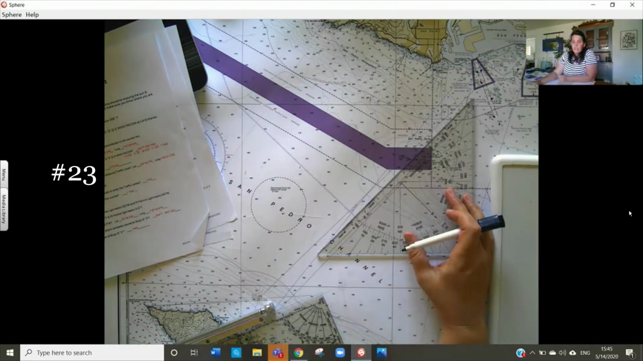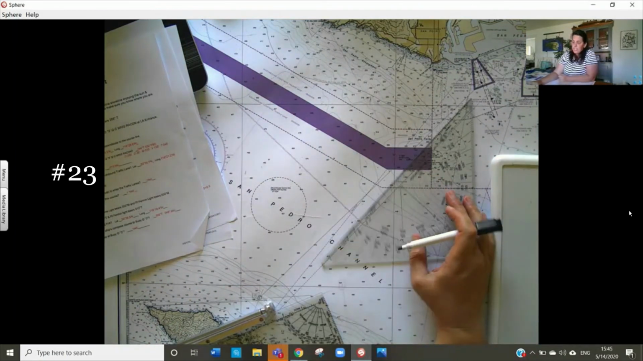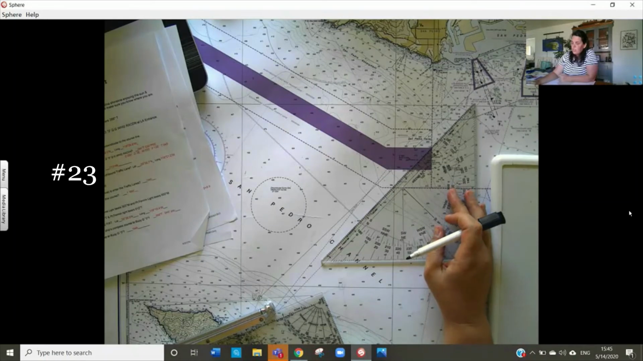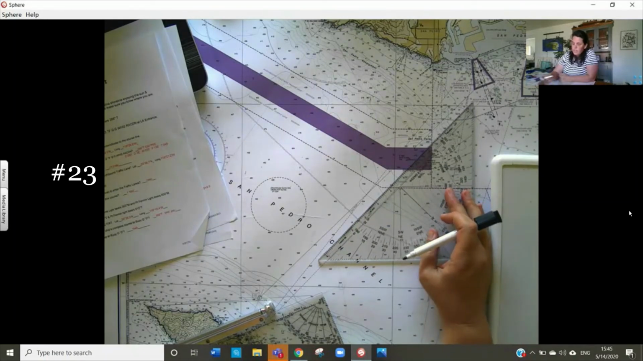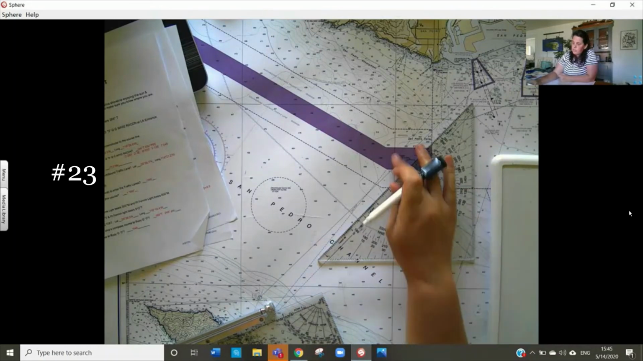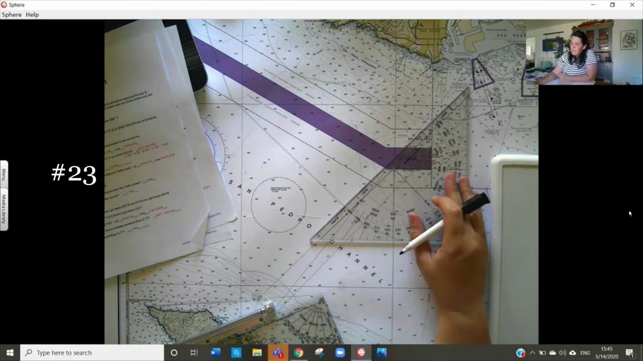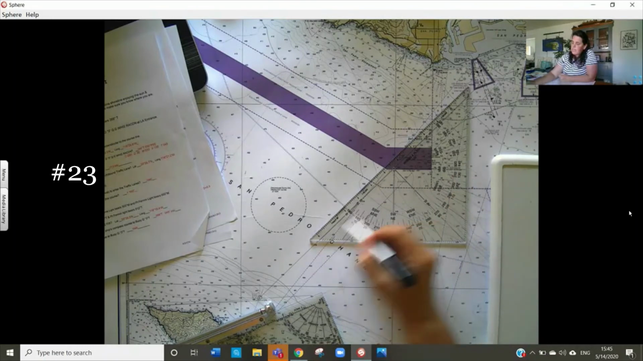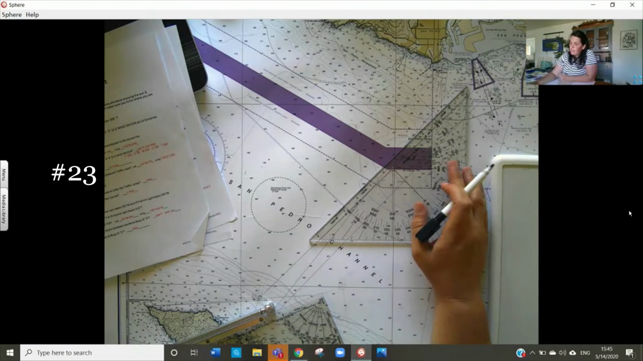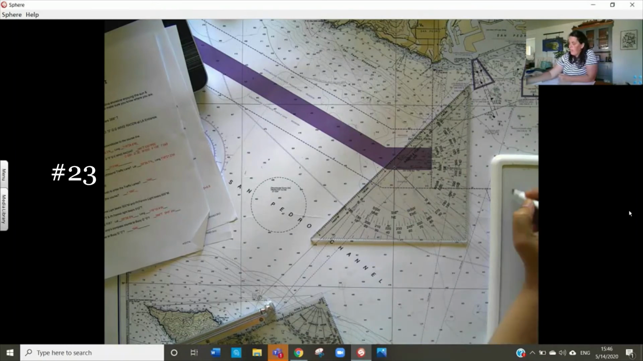So our first step is to measure the course to get to buoy 3. I'm going to use a triangle first. It really only crosses one meridian, so I'm going to use this meridian. I line up the black line on my course line that I drew in, and the focal point, and I get a course of 045.